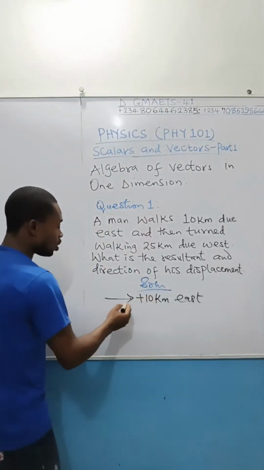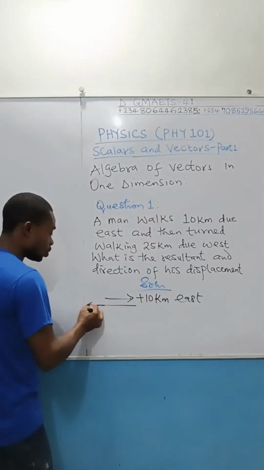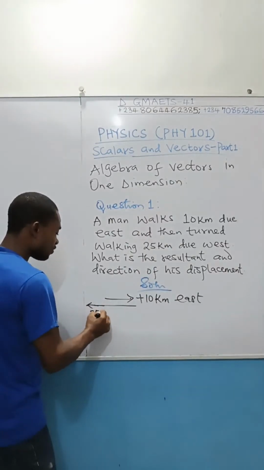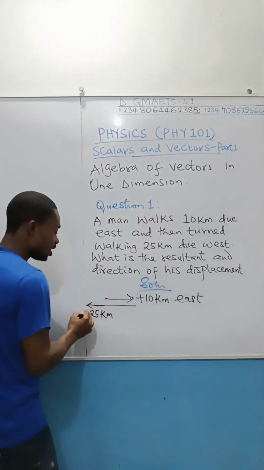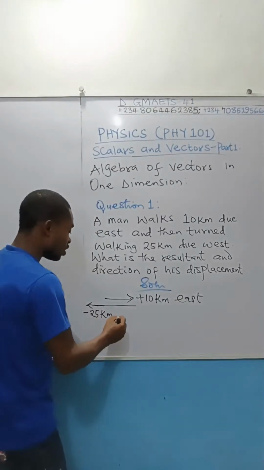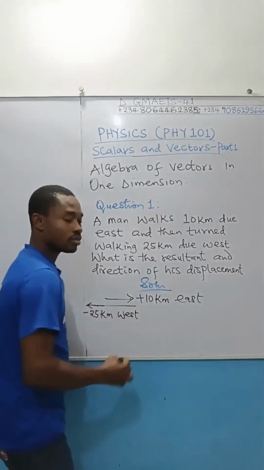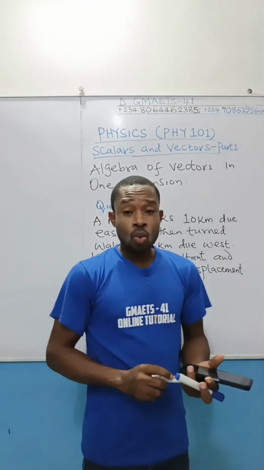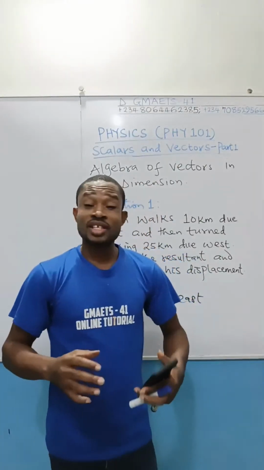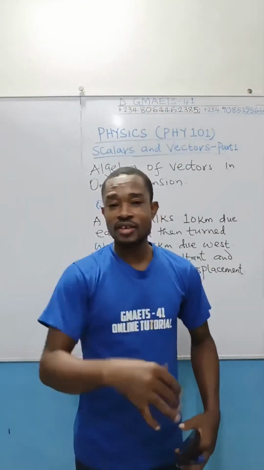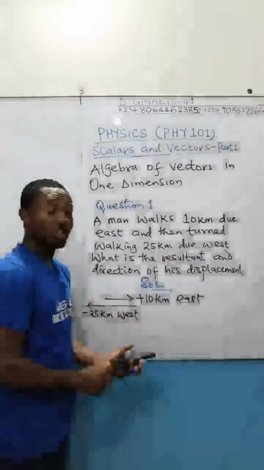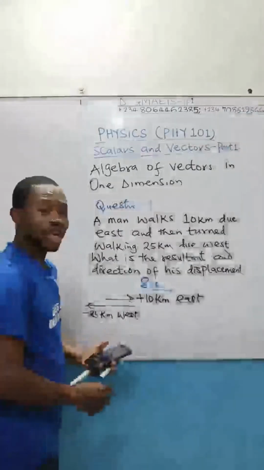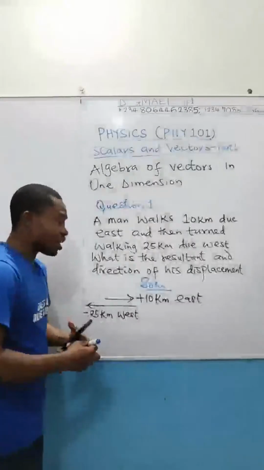Now the man turned and walked this way, 25 kilometers. Now we are using negative for it. 25 kilometers west. Remember I told you that for the west direction we are going to select the convention, the sign, negative. So that 25 is going to be negative. Now I want to find the resultant.